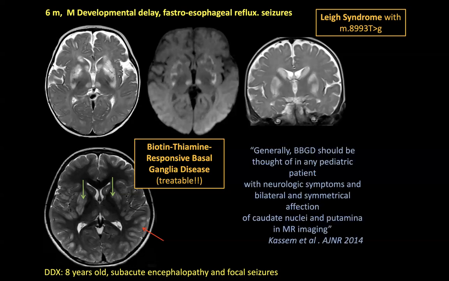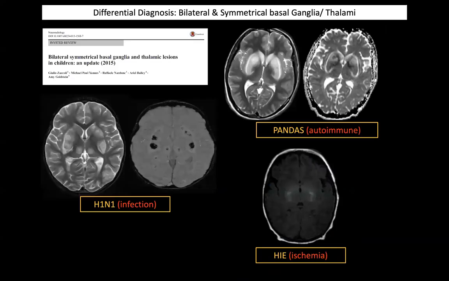So generally, according to this paper by Kassem back in 2014, you should think biotin thiamine responsive disease every time you have bilateral symmetrical basal ganglia involvement, because the two conditions radiologically overlap massively. Although there are a lot of other conditions that overlap and involve bilaterally and symmetrically the basal ganglia.